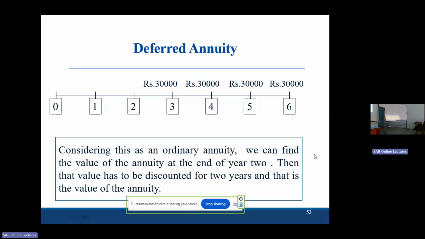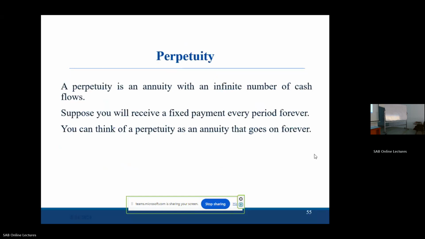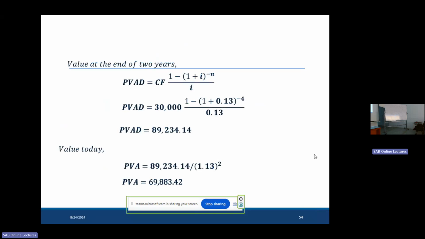What is the answer? Is it 69,883? Did you get it? 69,883. So that is the value. This is one alternative way of calculating the present value for the deferred annuity. If it is a pattern like this, you can do it like this.